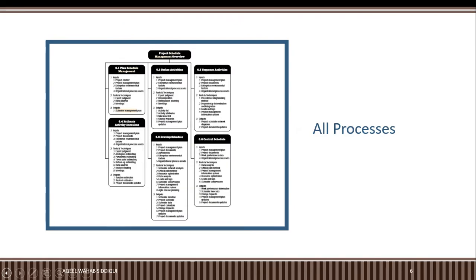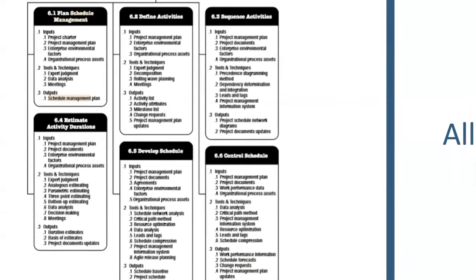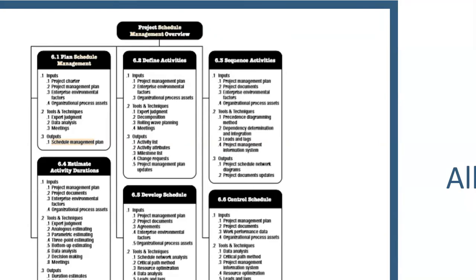So I'm going to talk in this course about these six processes. Since we are studying project schedule management, our first process is plan schedule management, which is a part of the schedule management project management plan. Next activity is define activities, which takes the scope baseline, and here we further decompose our work packages into smaller, more manageable components called activities.